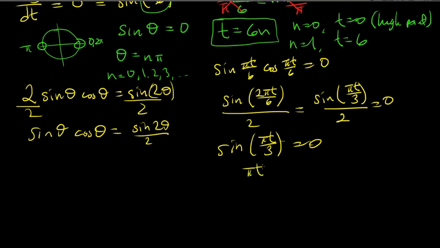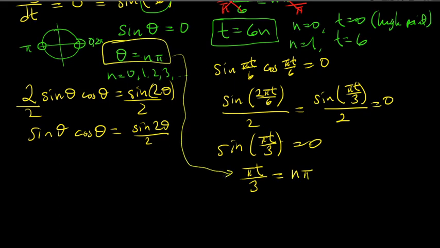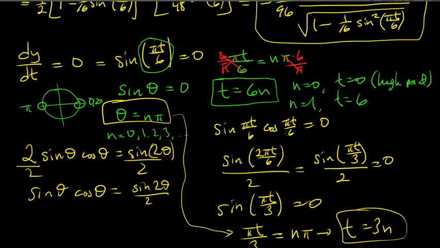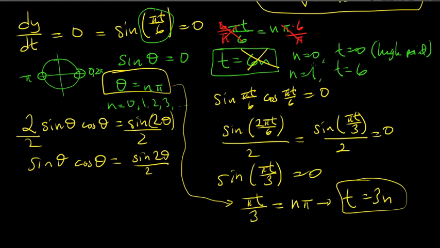So pi times t over 3 is going to be n pi from here, right? And so t is going to be 3 times n. There we go. Not 6 times n. Okay. Well, we already know that when n is 0, t is 0, and that's the high point.